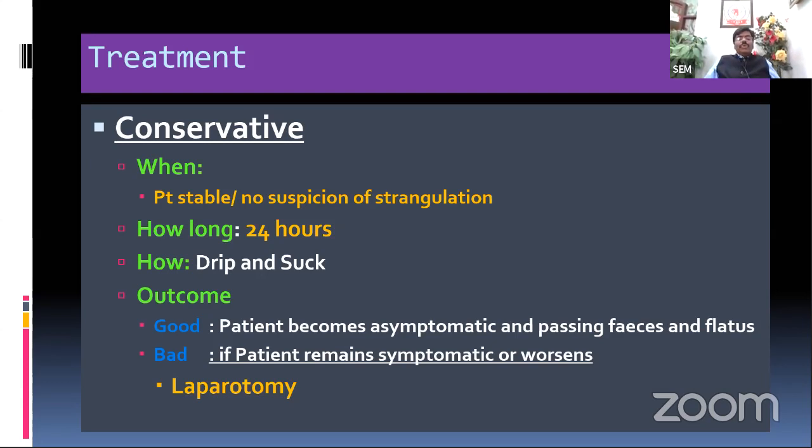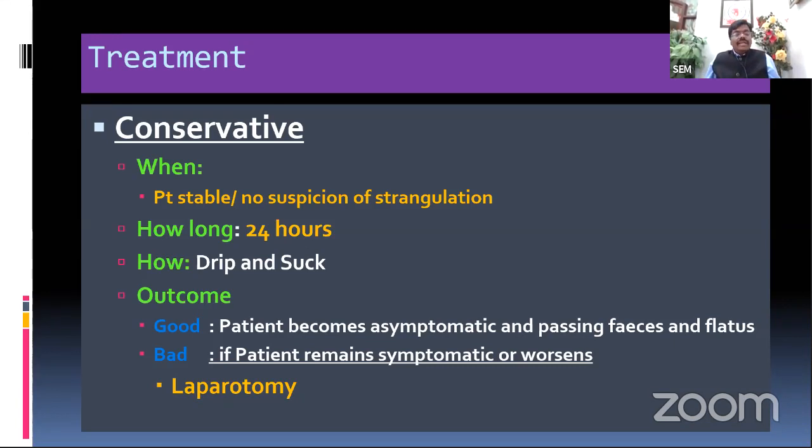What do you do? A simple treatment that is called a drip and suck. What is meant by drip and suck? Patient is dehydrated, so give fluids, drip IV fluids by putting a Venflon, infuse them with normal saline normally, and later depending upon the electrolyte imbalance, you give appropriate crystalloids. Crystalloids are fluids like dextrose saline, normal saline, Ringer lactate. These are the 3 types of crystalloids.